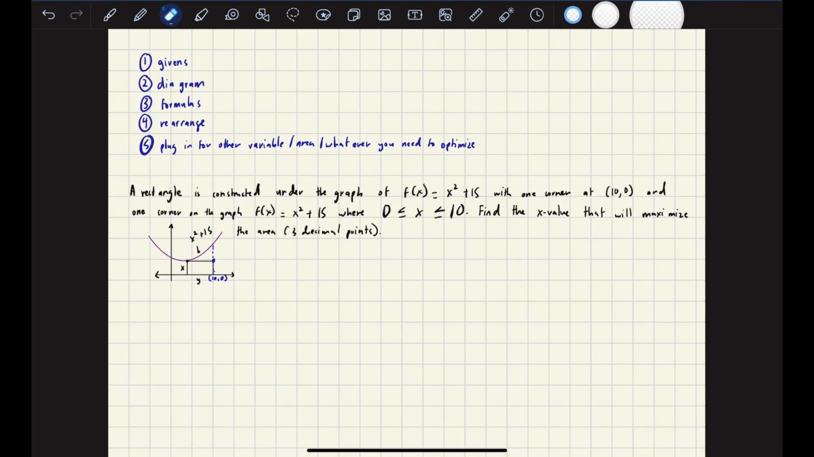Okay, so now for the complex problem. So this one's on a graph, and the graph was given to us. This is from MyOpenMath, and we're going to use the same process. I rewrote it up here. So the problem reads, a rectangle is constructed under the graph of f of x equals x squared plus 15 with one corner at (10, 0) and one corner on the graph f of x equals x squared plus 15, where x is greater than or equal to 0, but less than or equal to 10. Find the x value that will maximize the area and approximate to 3 decimal points.